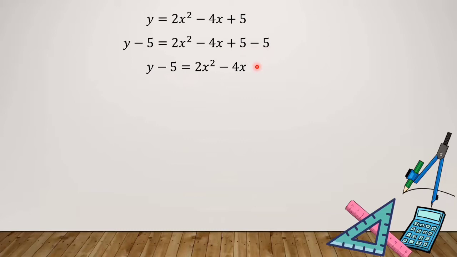Then, we separate the terms with the variable from the constant term, hence the parentheses. Next, we factor out the coefficient 2. Thus, y minus 5 is equal to 2 multiplied by x squared minus 2x. 2 multiplied by x squared is equal to 2x squared. 2 multiplied by negative 2x is equal to negative 4x. Then the next step is to get the coefficient of the linear term, which is negative 2.